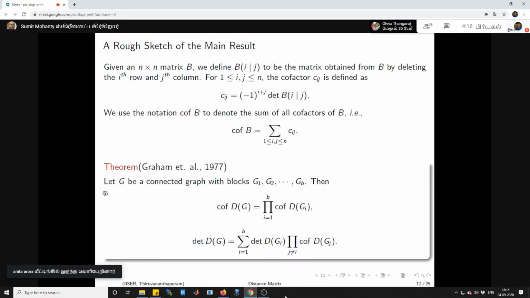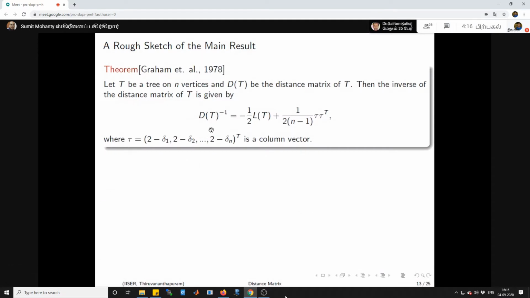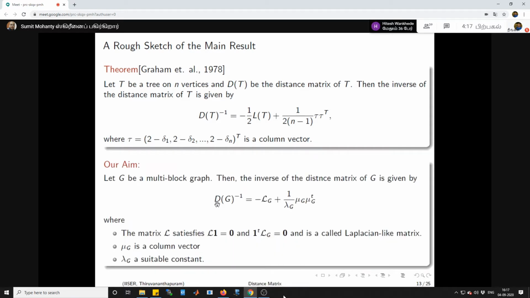And for the inverse, let us recall what the tree result is. Again, I already stated it. For a tree, the inverse of the distance matrix is of this form. It's a rank 1 matrix because this is a column vector. It's a rank 1 perturbation of the Laplacian matrix. People studied and also got this form. All the literature I have told you about also finds the inverse of this form, a rank 1 perturbation of a matrix L.